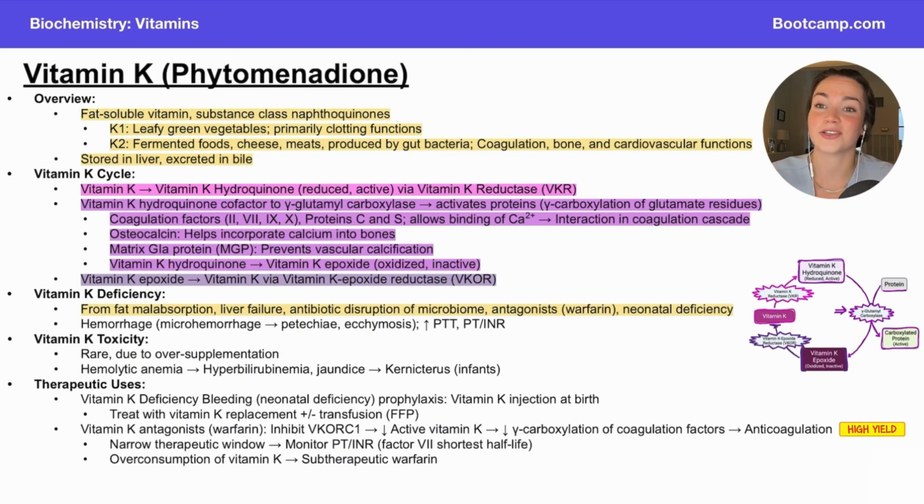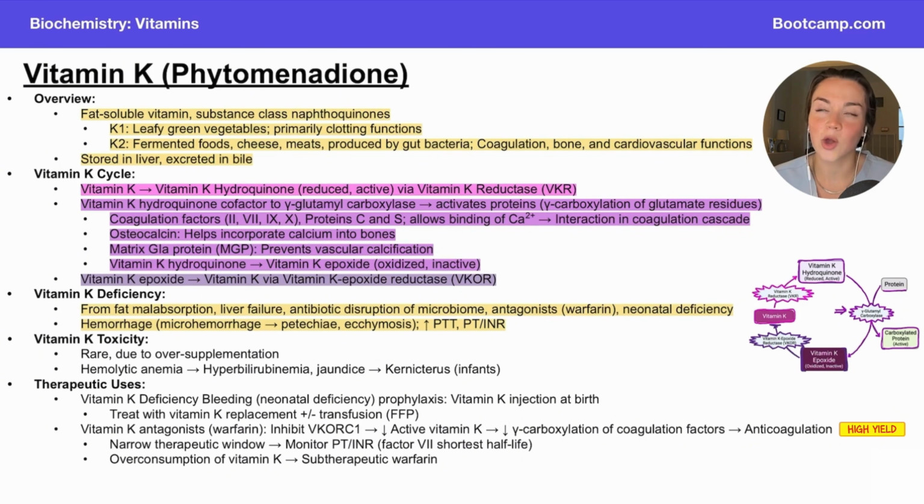Because vitamin K is such a prominent contributor to the coagulation cascade, you can imagine that a vitamin K deficiency could lead to hemorrhage. In addition to large-scale hemorrhage, you might see microhemorrhage, which would present more subtly perhaps as petechiae, like the little pinpoint spots of bleeding, or bruising. And because the vitamin K dependent coagulation factors are 2, 7, 9, and 10, which span across both the intrinsic and the extrinsic coagulation pathway, you're going to see an increase in PTT as well as PT-INR. PTT representing our intrinsic pathway, PT and INR representing our extrinsic pathway.